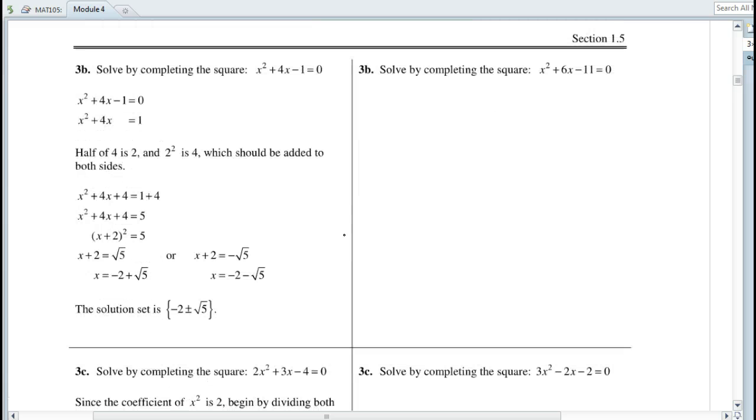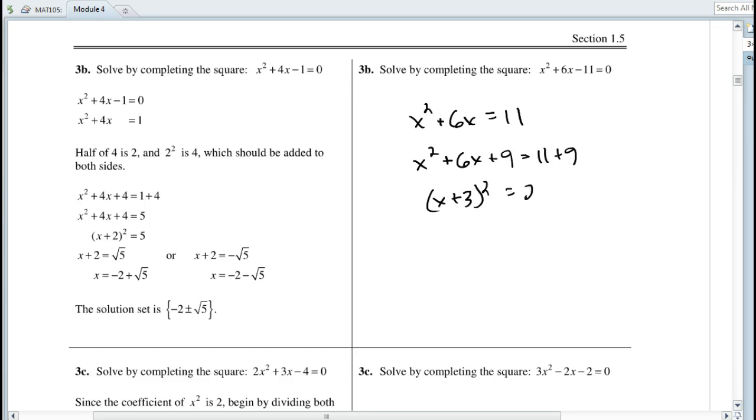Alright, so solve by completing the square. That 11, let's move it to the other side. So we got x squared plus 6x equals positive 11. Now we think about what to add. We're going to add half of 6 squared. So we're going to need to add 9. So x squared plus 6x plus 9 is going to equal 11 plus 9. So we get x plus 3 squared equals 20. So x plus 3 is plus or minus the square root of 20. So x is negative 3 plus or minus the square root of 20.